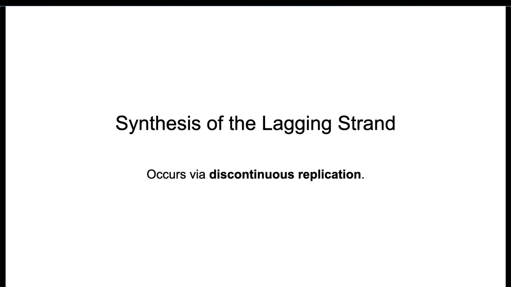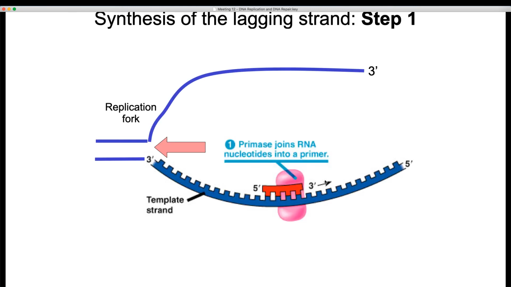Lagging strand is a bit tricky. It occurs via this discontinuous replication. Okay, so like I said, even the lagging strand is going to start with the synthesis of an RNA primer.